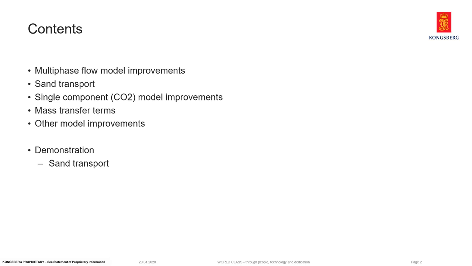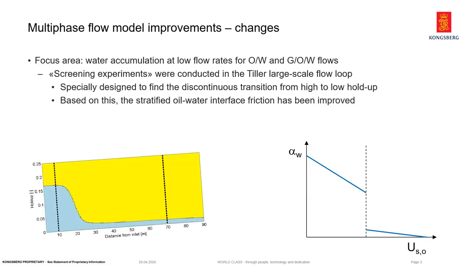I should note here that there are also more improvements and bug fixes in this release, more than what I can present here. You can find more details about that in the release notes. So first of all, the multi-phase flow model improvements have been changed, which is a tradition. We do that every major release. The focus area this time was on water accumulation at low flow rates for oil-water and gas-oil-water flows. To do this, we've conducted some so-called screening experiments in the Tiller large-scale flow loop in Trondheim.